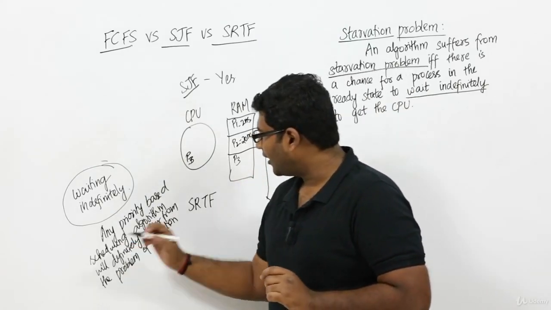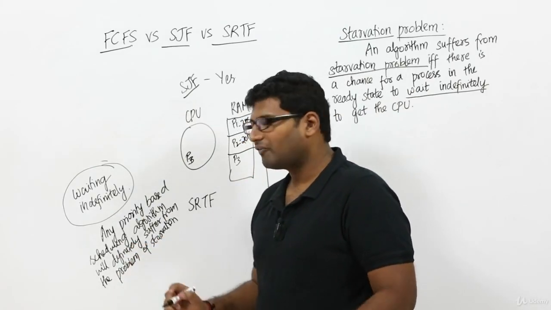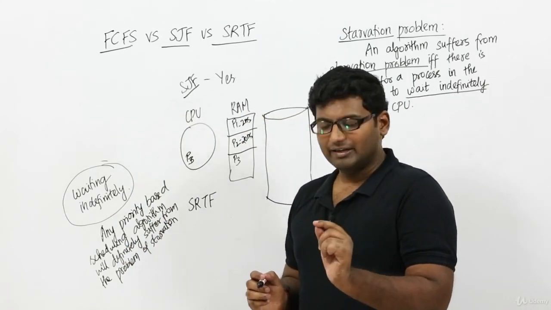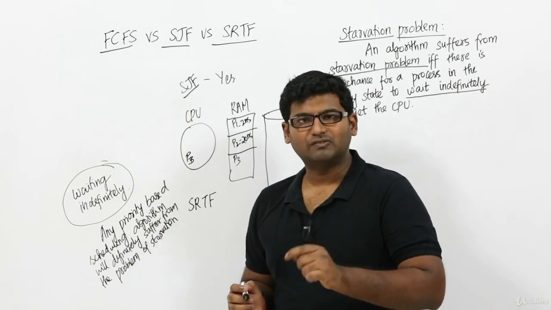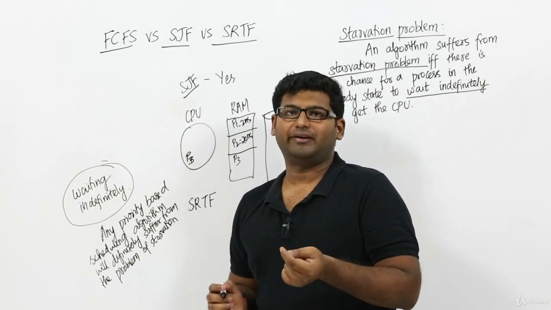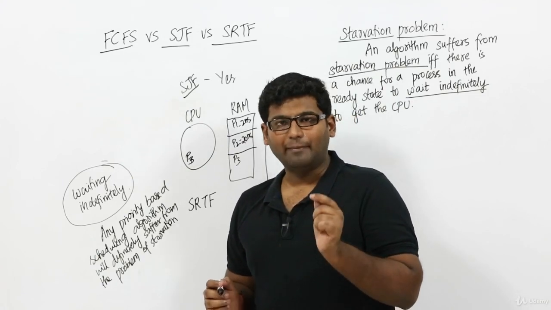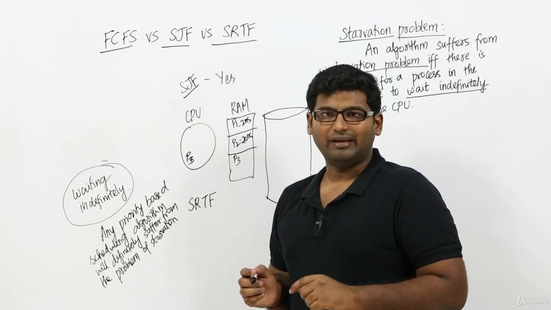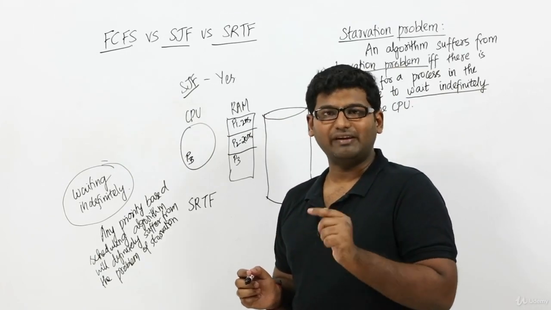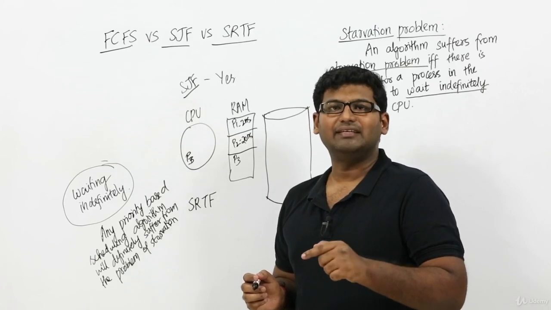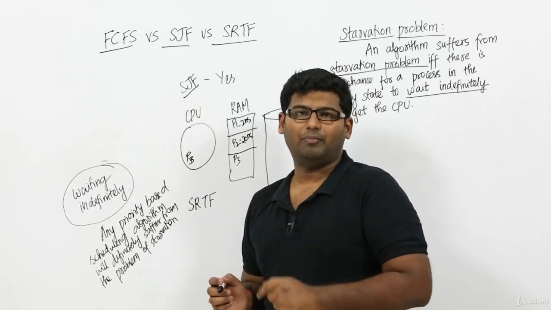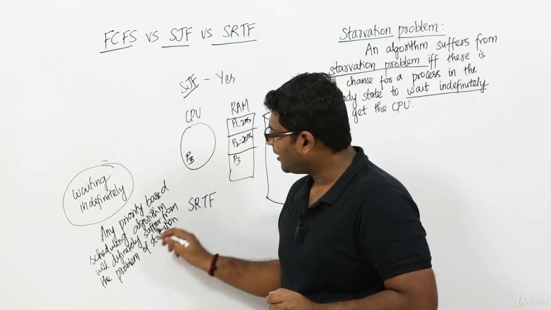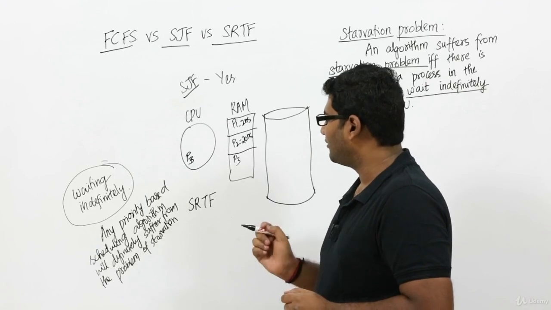Now, why is it true that any priority based scheduling algorithm will definitely suffer from the problem of starvation? I'll tell you an instance. I'm not saying that a process will definitely wait indefinitely. I'm saying that there is a chance for a process to wait indefinitely. Even if there is a chance, we will say that this algorithm will suffer from the problem of starvation.